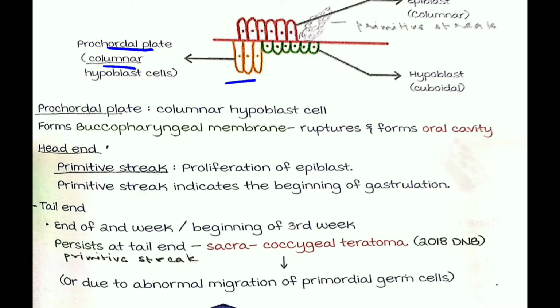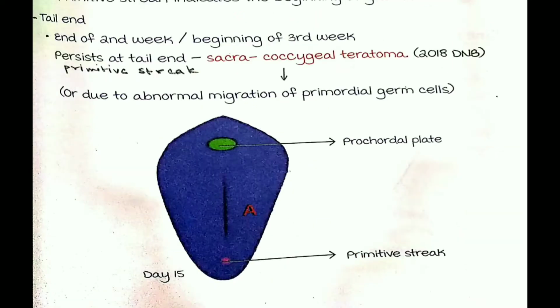The primitive streak is formed at the end of the second week or the beginning of the third week. In some cases we will have a persistent primitive streak at the tail end, and it can lead to a teratoma called sacrococcygeal teratoma. This sacrococcygeal teratoma can have two causes: either the persistence of the primitive streak at the tail end, or abnormal migration of the primordial germ cells, which I have mentioned earlier. So that was sacrococcygeal teratoma and the two reasons why it can occur.